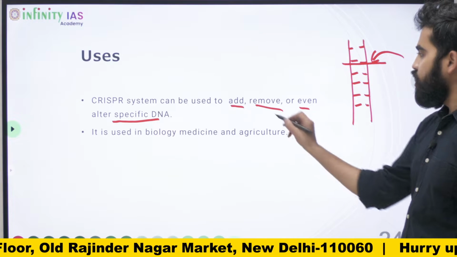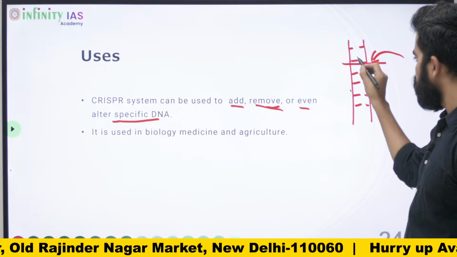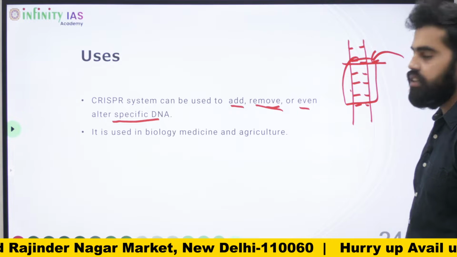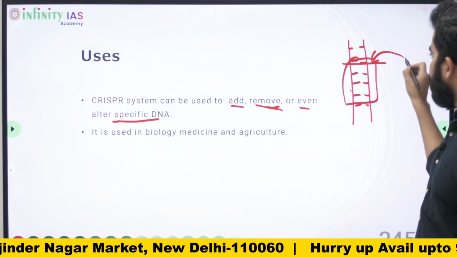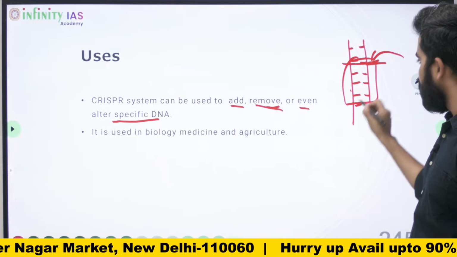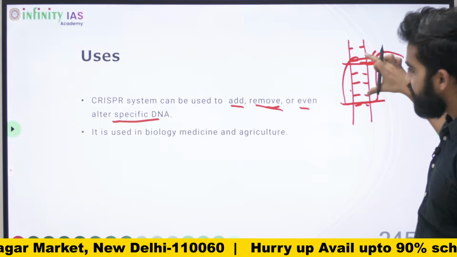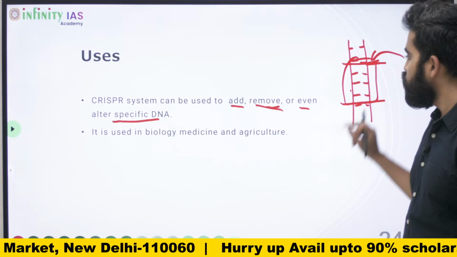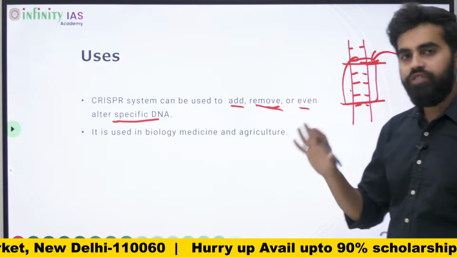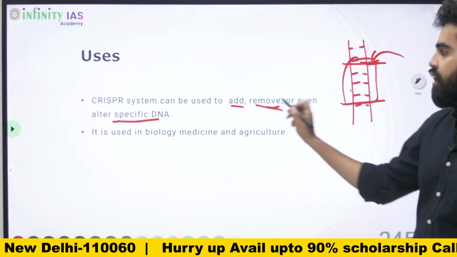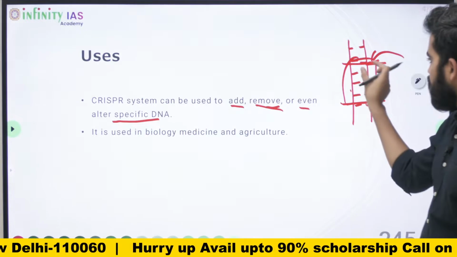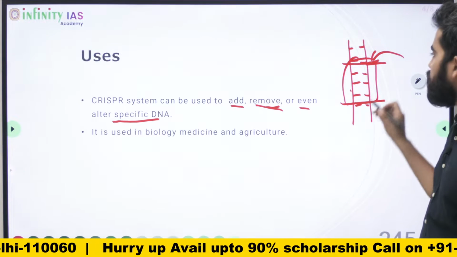The same way to remove, if we want to remove this specific gene in the whole genome, we can use CRISPR to cut here as well as here and then attach these two ends so that this gene is removed from the genome. The same way we can alter specific DNA as well using CRISPR.